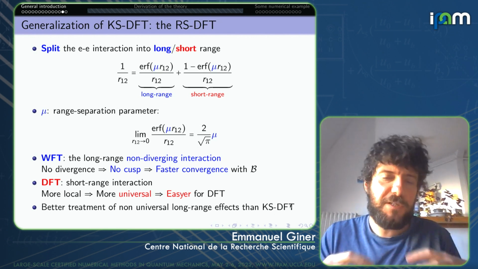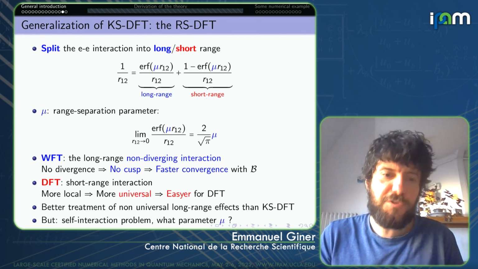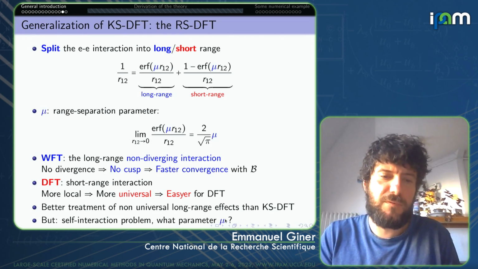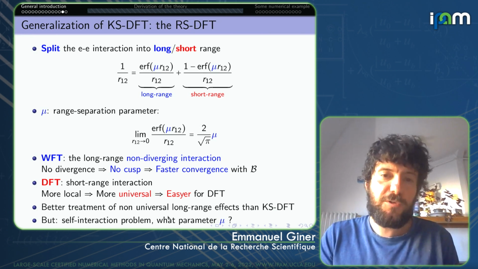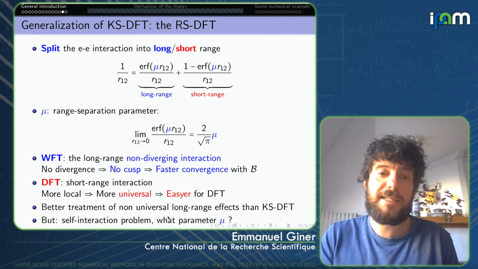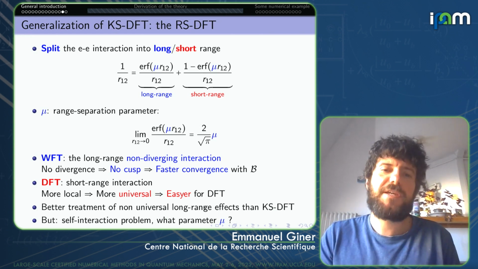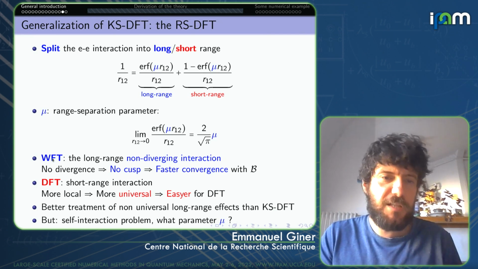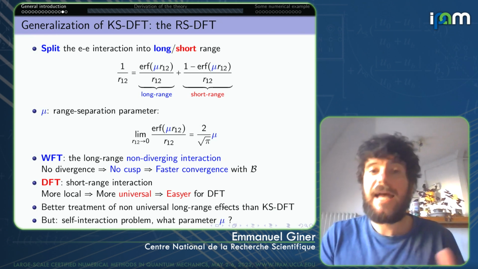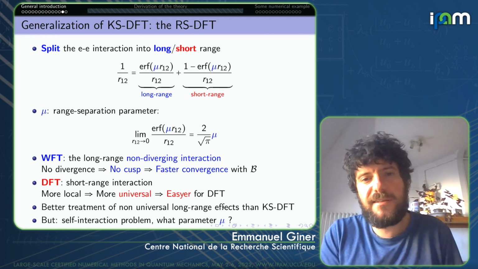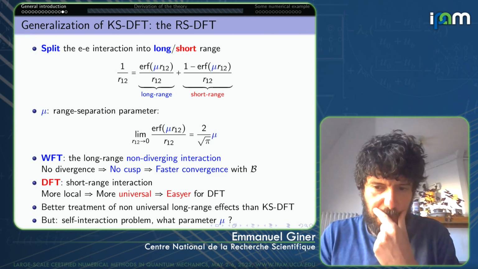And of course, you capture in an easier way the short-range part. But of course, you have some drawbacks because in practice, you still have self-interaction problems. And also, even if the theory per se is independent of mu, in practice, because you make approximations on the wave function and on the DFT part, it depends on this parameter mu, and therefore it can be a little bit tricky to have a theory that depends on a parameter, essentially.